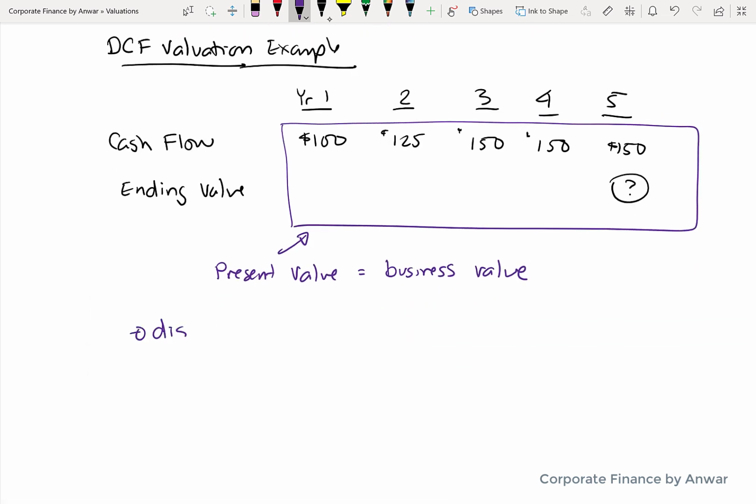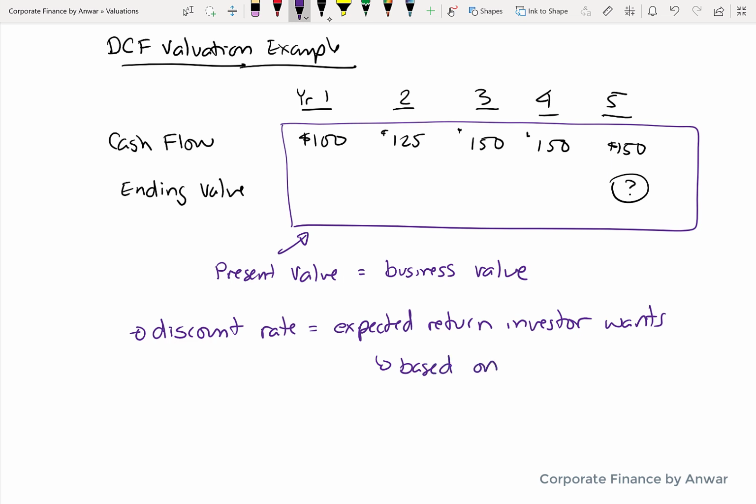The other thing to consider is how you take the present value, and you're going to discount it at a certain discount rate. And the rate that you would use in this case to value the business is the expected rate of return that the investor would like to receive. Essentially, that's their opportunity cost. For a company of this risk level, they want to receive at least this much return.